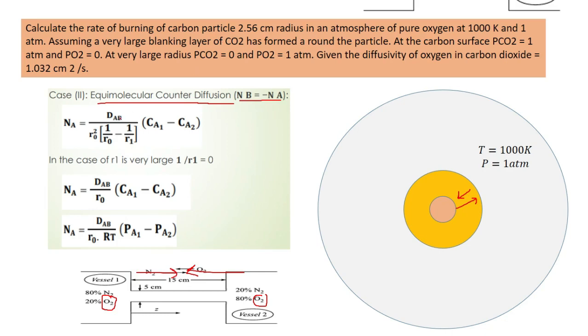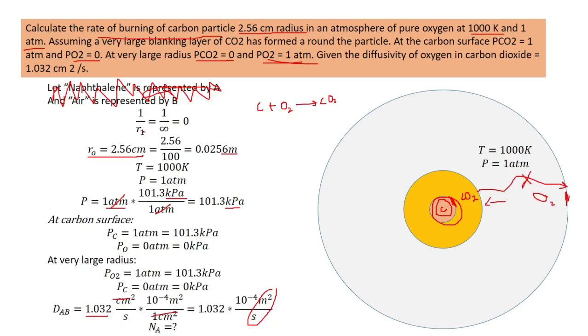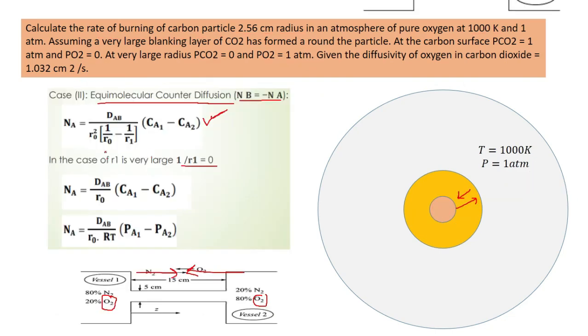In this case we use this formula, in the form of concentration. We know that 1 over r1 is very large, so we can put it as 0, because 1 over r1 is equal to 1 over infinity, and 1 over infinity is 0. So we can write this expression like this, because this becomes 0 and this r0 will cancel with 1 over r0, so you will be left with r0.